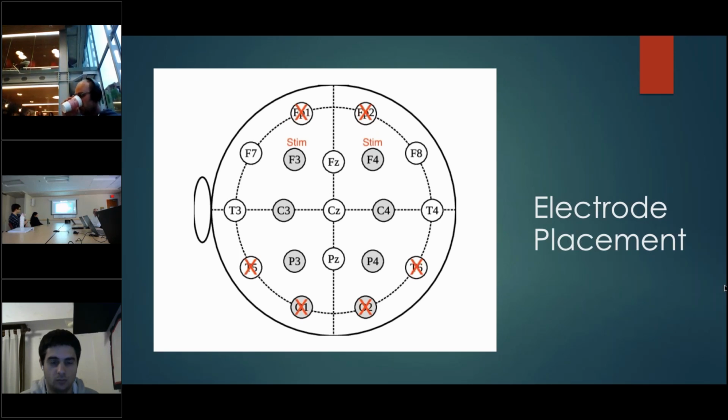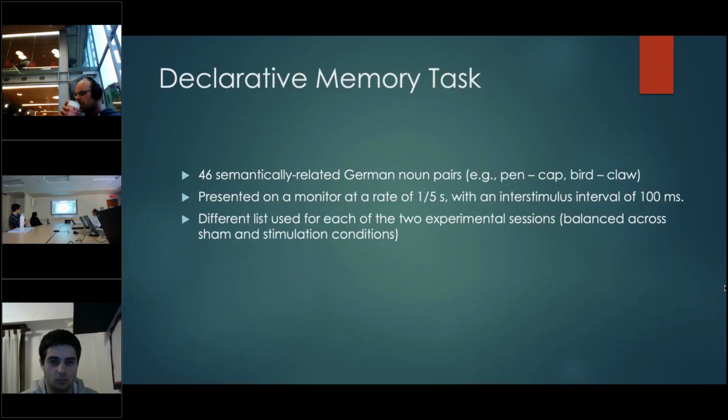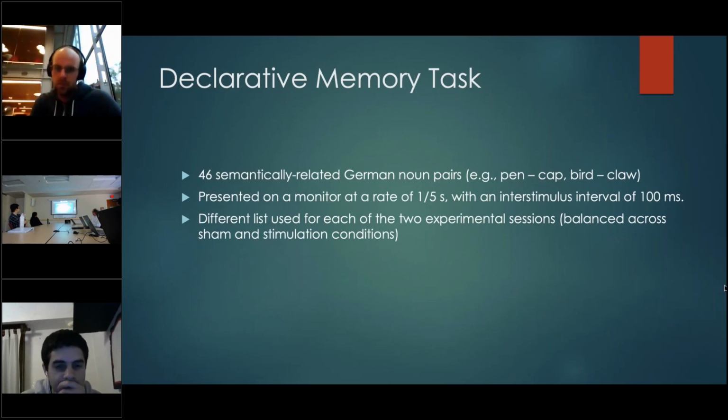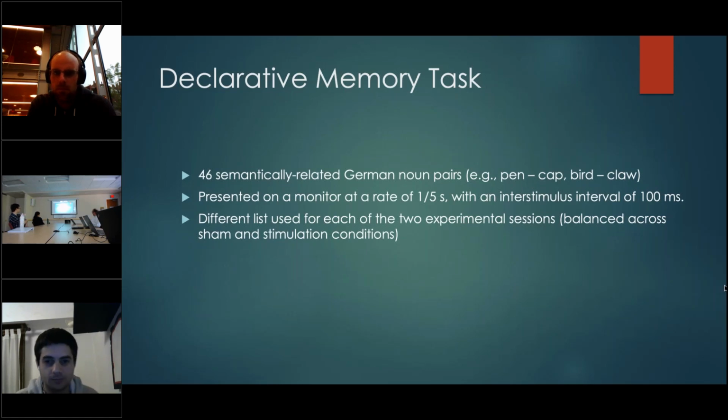So the declarative memory task, they had 46 semantically related noun pairs. And it said they were presented at a rate of one, is that one every 5 seconds? Or 1/5 of a second, okay. I think 1/5 of a second would be pretty fast. Okay, and the interstimulus interval was 100 milliseconds. So they had 2 different lists that they used, so they got a different list each experimental session, even though they were separated by a week, they didn't want to have any sort of learning effects over that period.